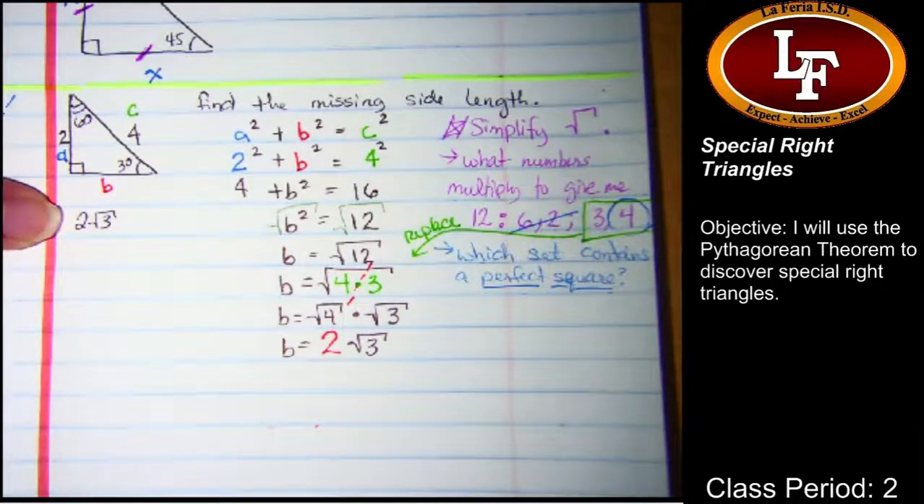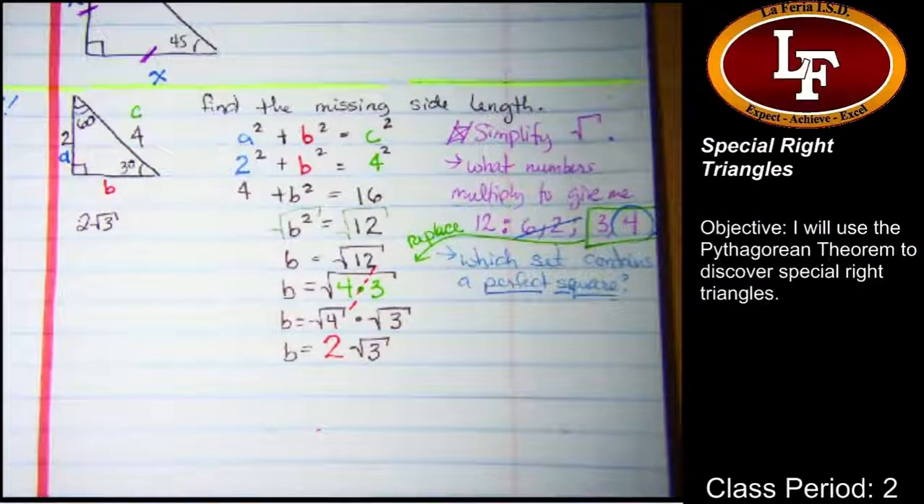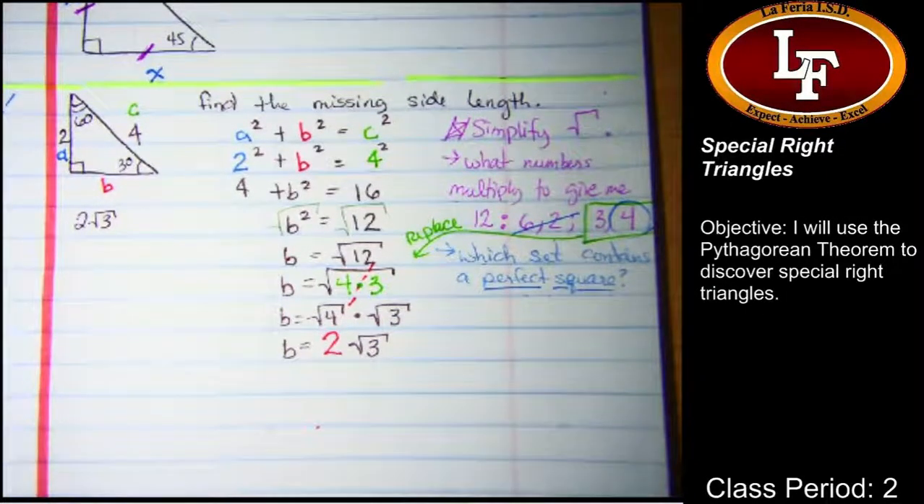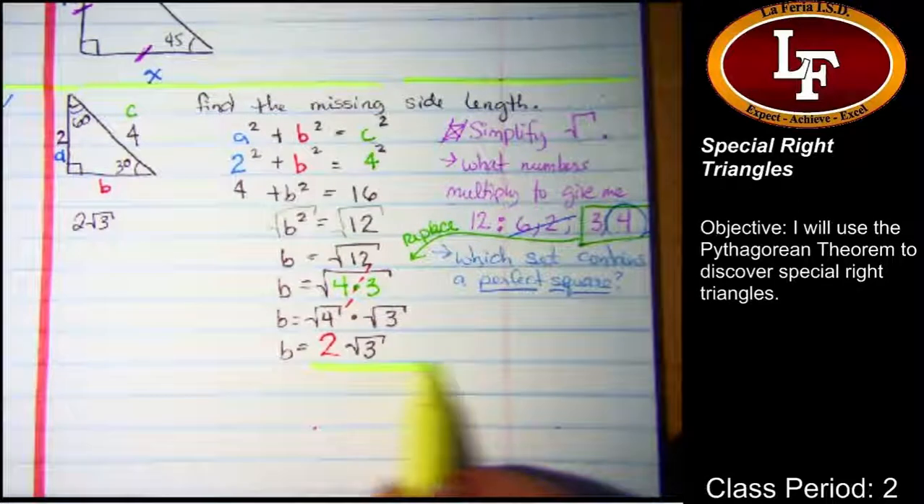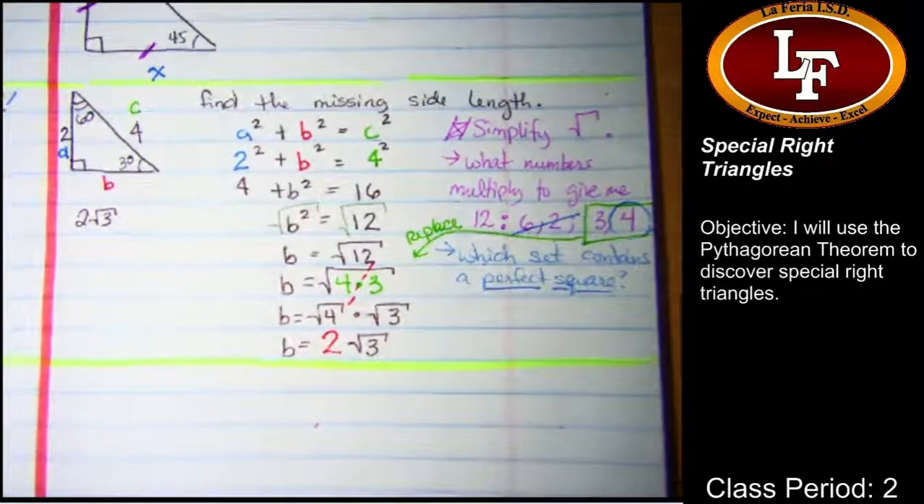Do you see it? The very top of your page on the 30, 60, 90. You see it? So now when you're faced with a 30, 60, 90 triangle, you don't have to do the Pythagorean Theorem. You can just use the shortcut. It feels like cheating. But it's not. It's using your resources.